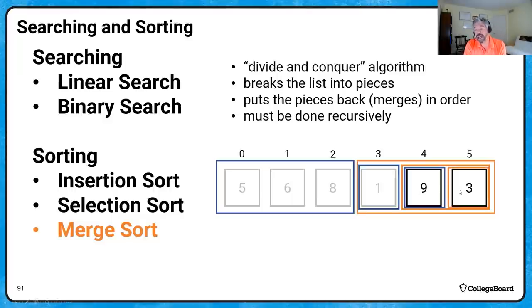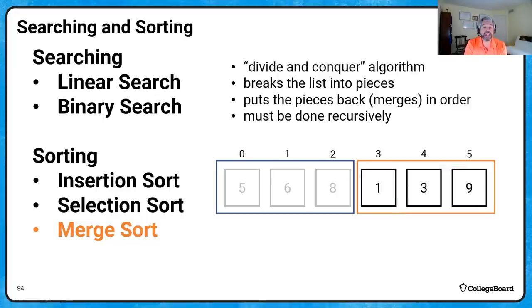So when I merge 9 and 3 back together, they're going to be merged in the correct order. I now have 2 complete pieces of my right side 3 element array, which means I have a 1 and then I have a 3 and a 9. Even though they're already in the correct order, I still have to merge them back together, which means I'm going to end up with 1, 3, and 9.